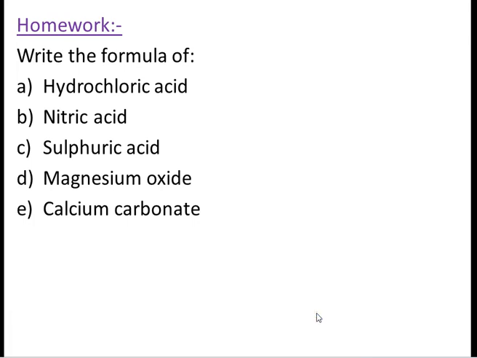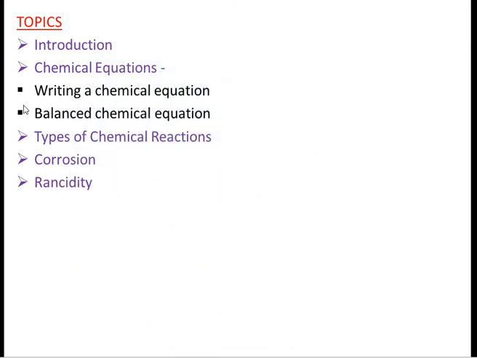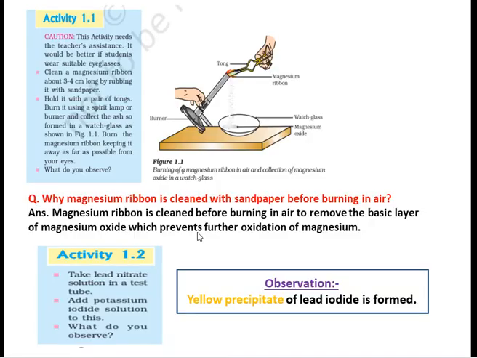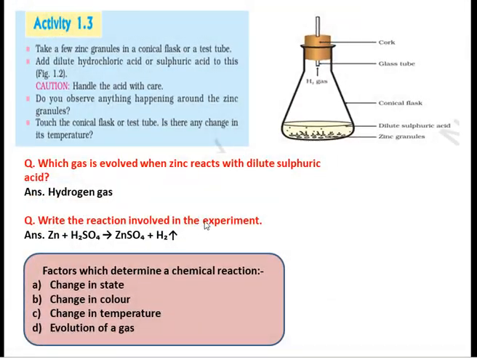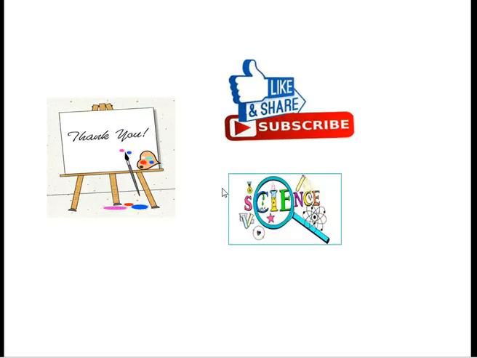In the next section, we are going to discuss the next topics from this lesson. We will see how to write a chemical equation and how to balance the chemical equation. That is also a very important topic from this lesson. Types of chemical reactions, corrosion and rancidity we will also be covering in the next session. So go through the video carefully and give a reading to your NCERT book once. If you have any doubt in any topic, do comment in the comment section. Definitely I will reply to your doubt.